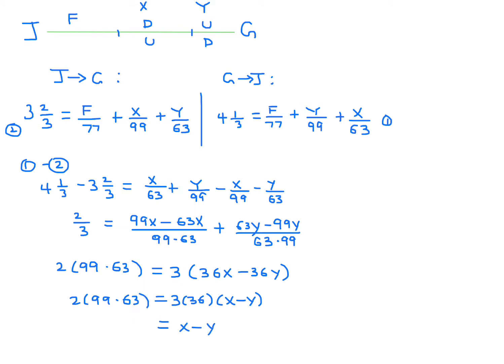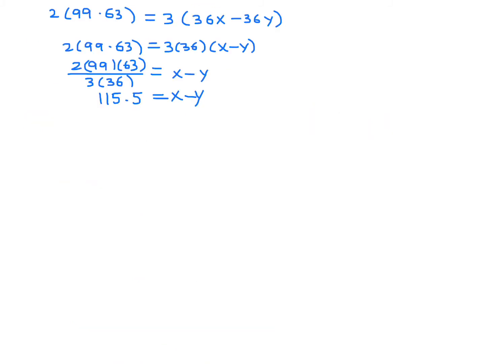And when I do all that math, 2 times 99 times 63 divided by 3 times 36, x minus y is going to be 115.5. All right. So that's a pretty good result so far. But I am asked to find the distance from G to J or whatever. And that distance, if you remember, was f plus x plus y. Now, how am I going to figure that out?